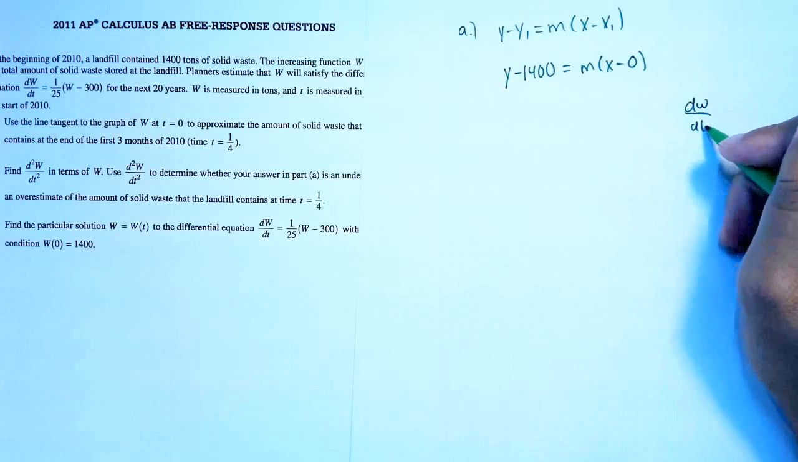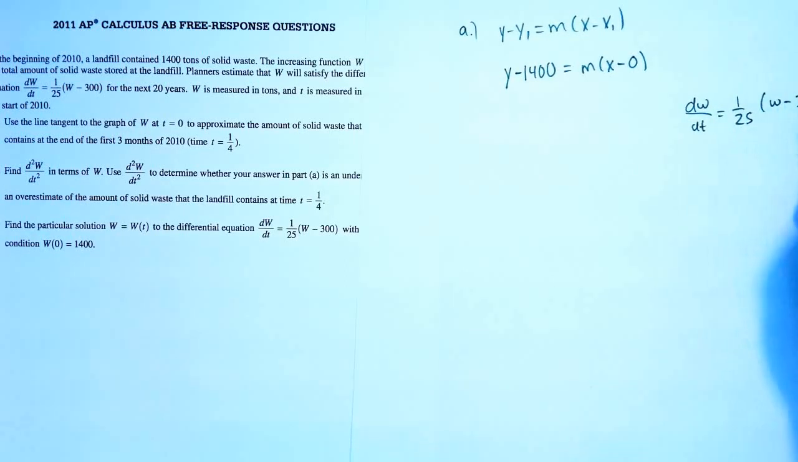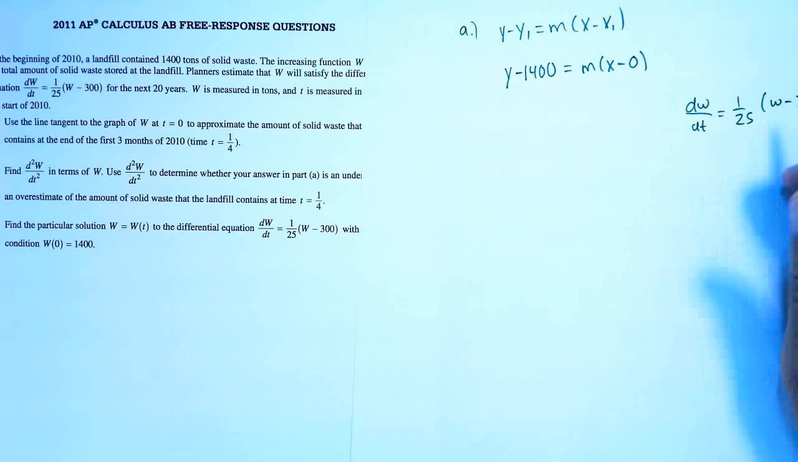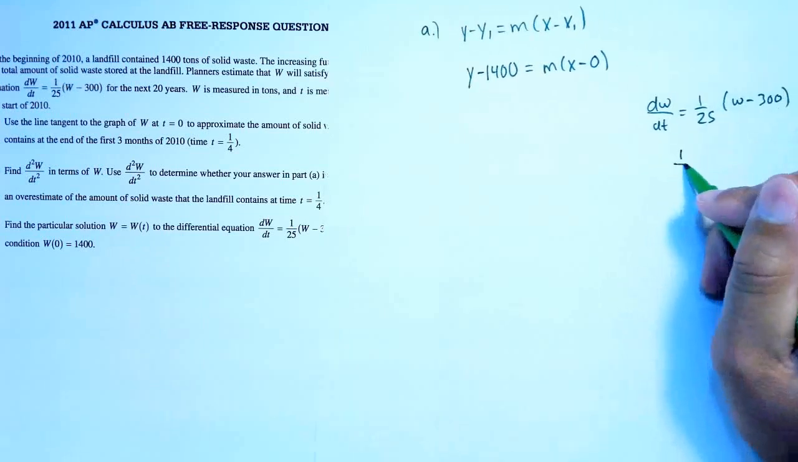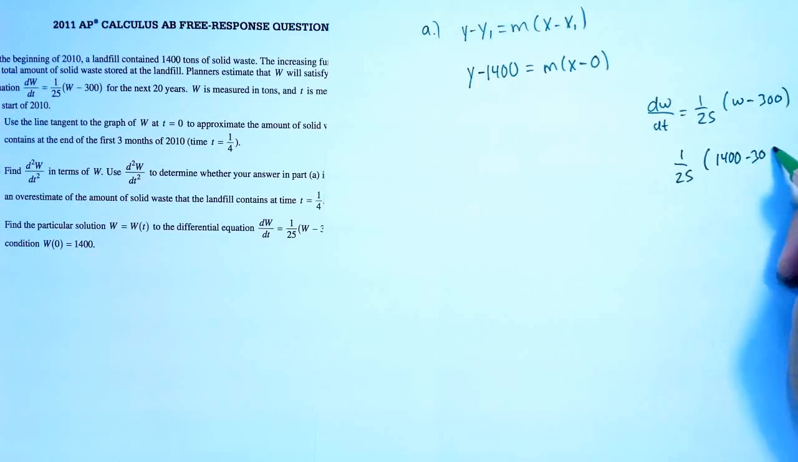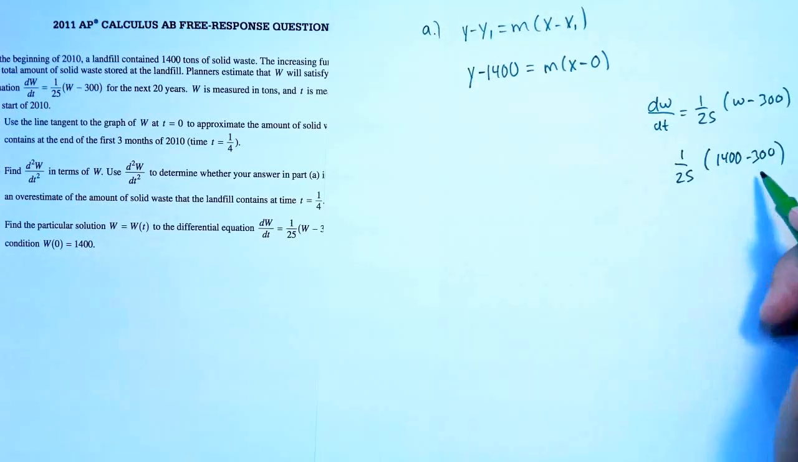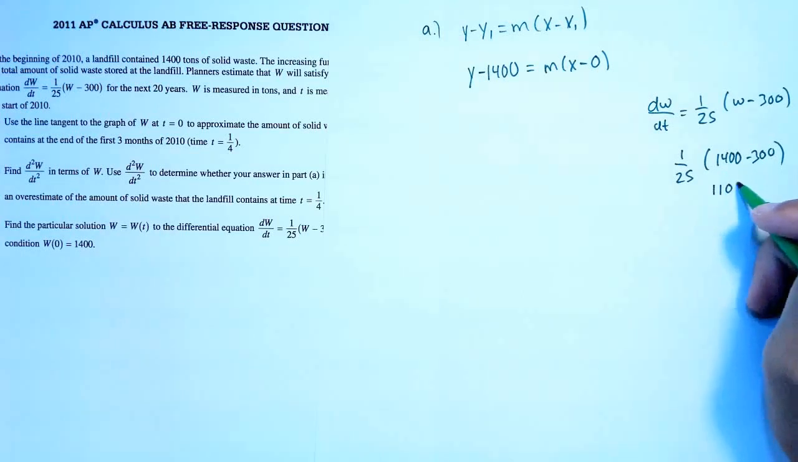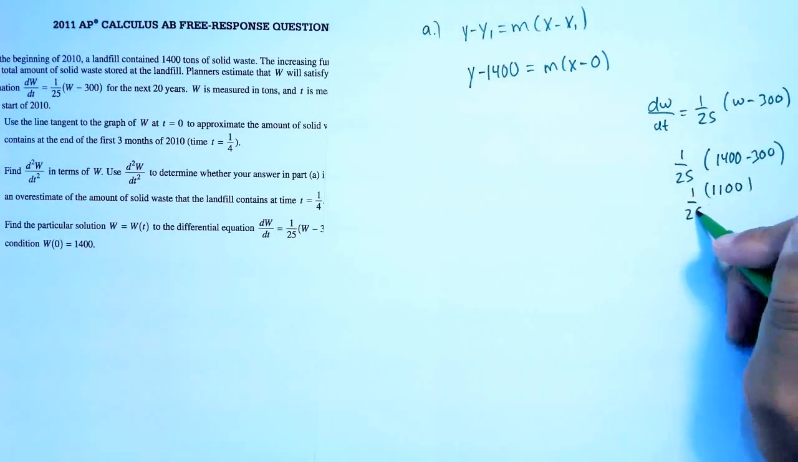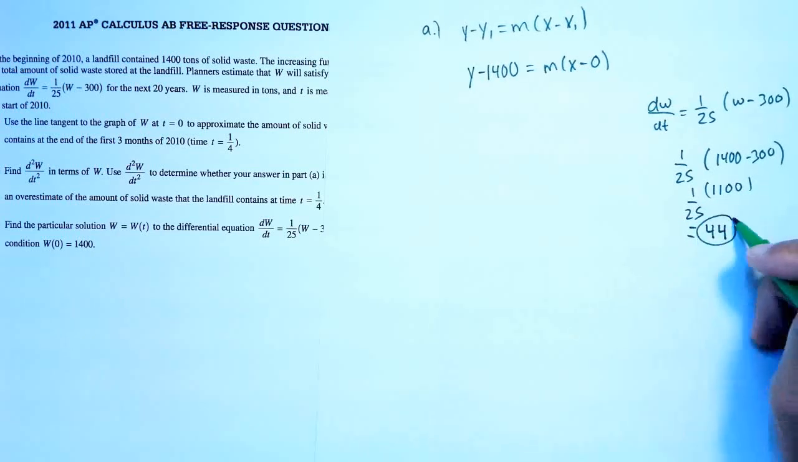dW over dt is equal to 1 over 25 times W minus 300. Well, what is W? W is your starting amount, which was 1,400. So you're going to take 1,400 and plug it in. So that's going to be 1 over 25 parentheses 1,400 minus 300. Remember, this is on the non-calculator portion, so you're going to have to work this out. 1,400 minus 300 is 1,100 times 1 over 25, and this is going to equal 44. So that means that your slope is 44.